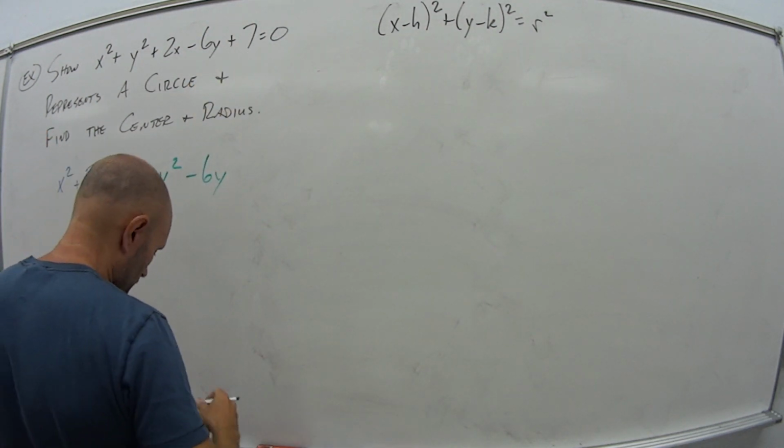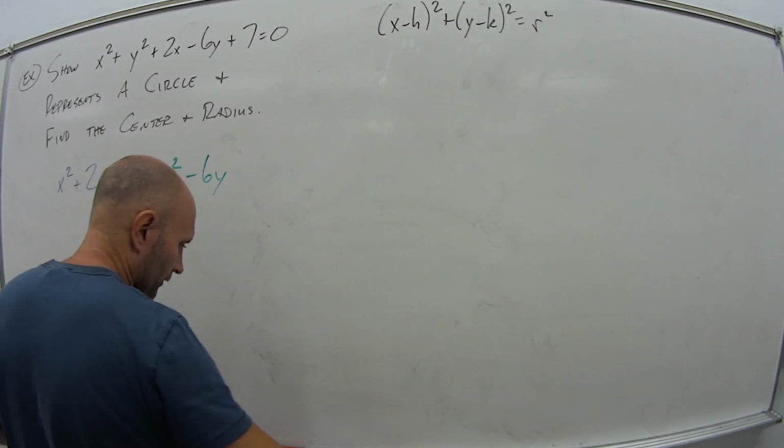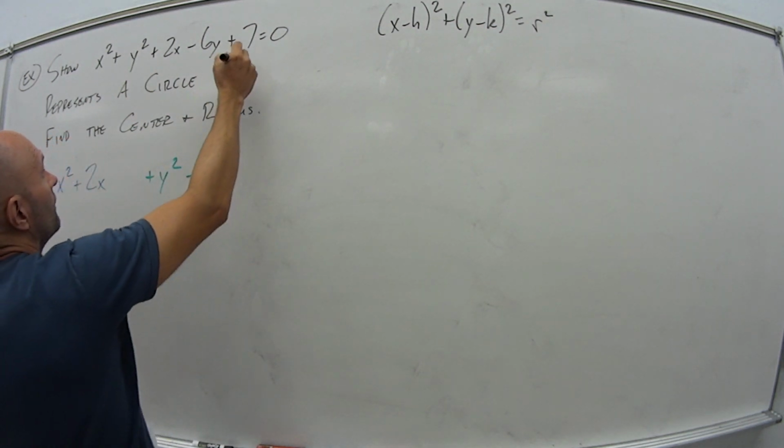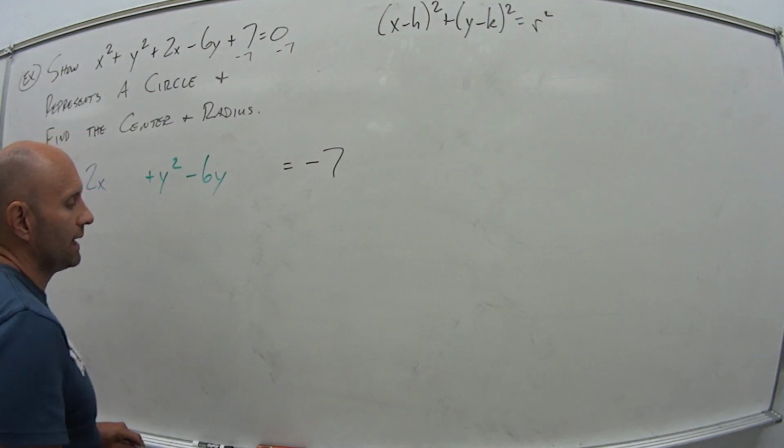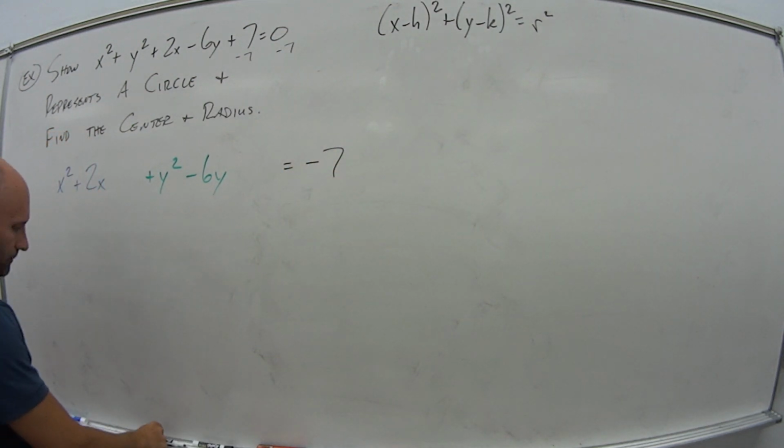And now what I'm going to do is move the numbers over to the right. So I have 7 here, so I'm going to subtract 7 from both sides. So I get negative 7 on the right.